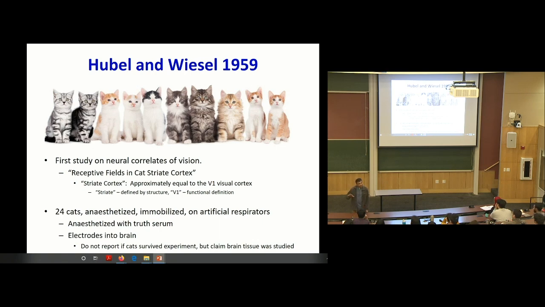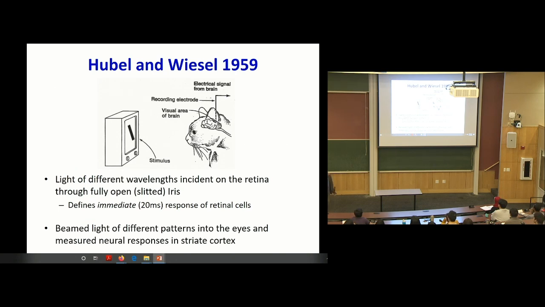The paper very carefully doesn't mention whether the cats survived the experiment, but afterwards they do say that the brain tissue was studied. So I leave the rest to your imagination. Now, this is what they did. The iris was kept open because the cat is anesthetized, and they stuck electrodes on individual neurons in the visual cortex. And then they excited the retina with stimuli, light of different wavelengths in different patterns. So they would just scan the retina and see if, when, and how each neuron actually responded.